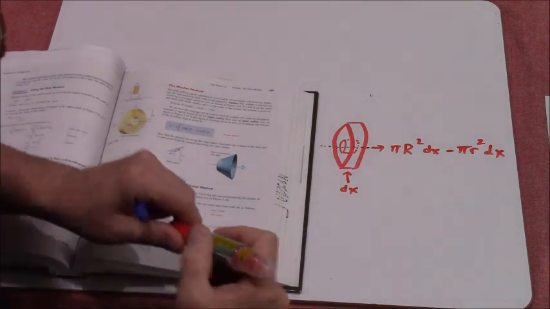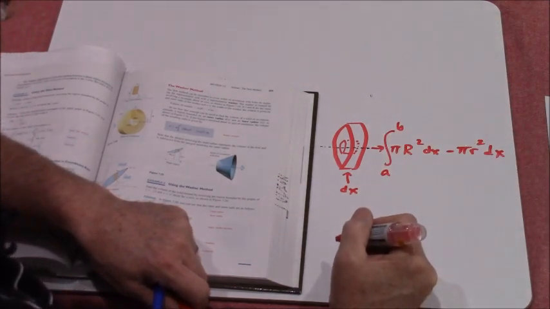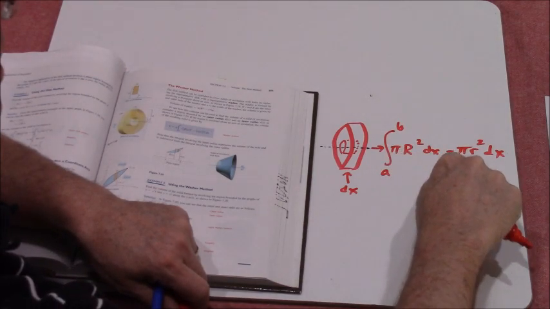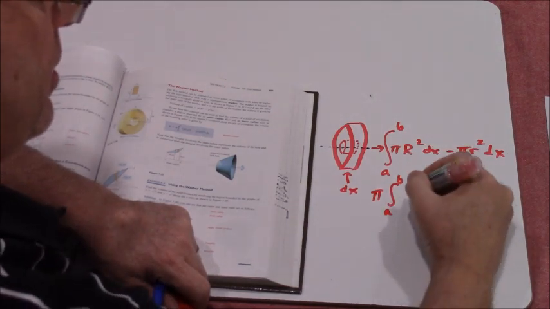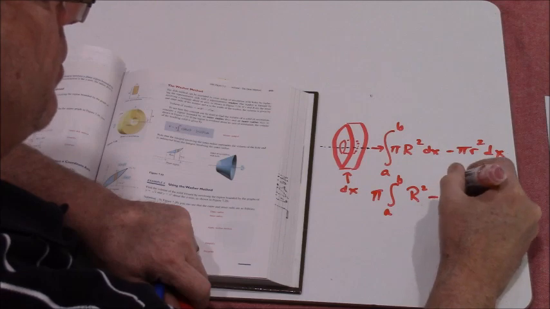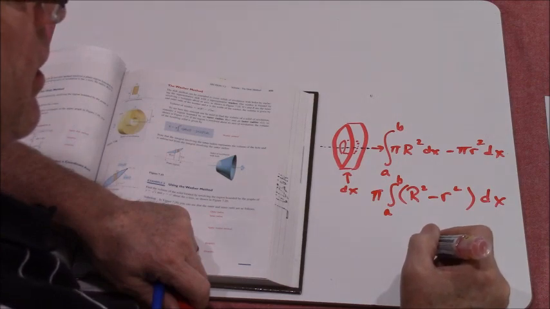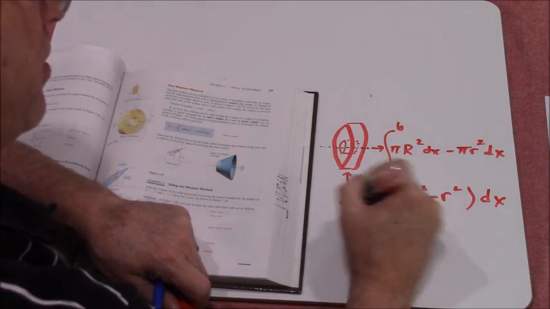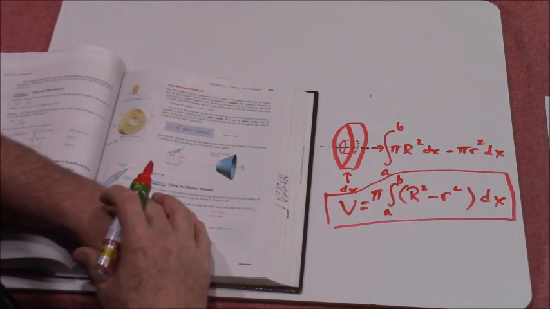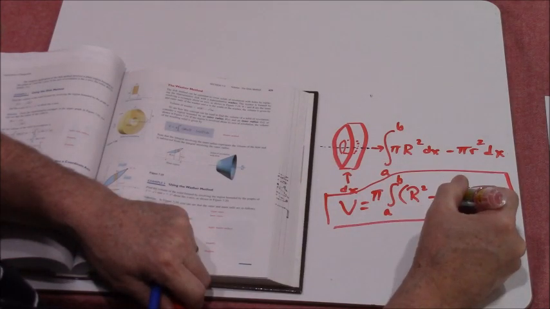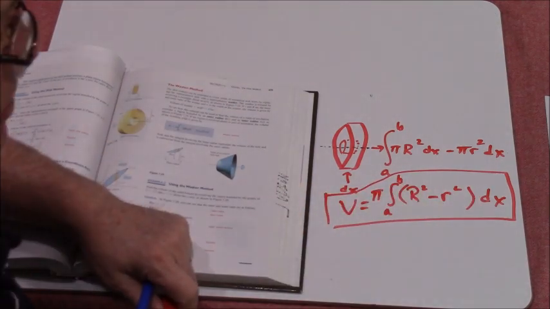Well, just like before, we're going to add up a whole bunch of these, so this is just an integral from a to b. And since they both have a pi in them, I could factor that pi out times the integral a to b. And then I've got large radius squared minus little radius squared, and I'll factor a dx out of each of those. And this right here is our formula for the volume if we have a hollow piece. Small radius is the part that's missing. The large radius is the outermost part of this solid figure.